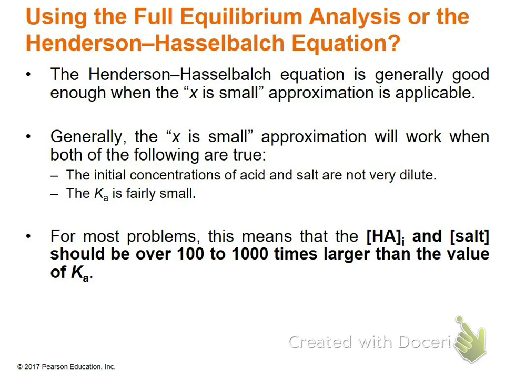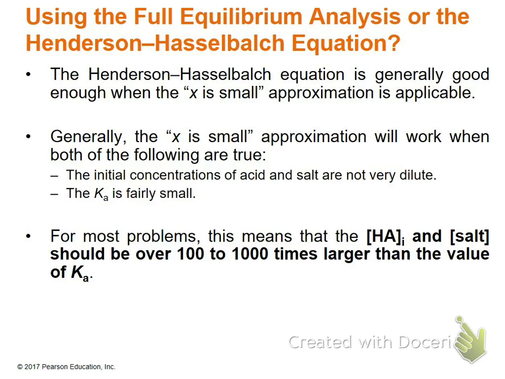So when would be the best time, or when is the right time to use the Henderson-Hasselbalch equation? Because you can use the full equilibrium analysis, the equilibrium approach, or the approximation approach to find the pH. So when can we use the Henderson-Hasselbalch equation to minimize the time required to calculate the pH? The Henderson-Hasselbalch equation is good enough when the approximation method is applicable. So that means the Ka value should be small enough.